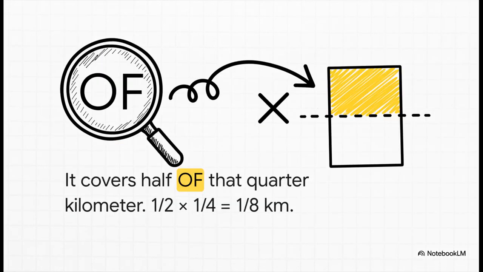Listen for the most important word in this sentence. He covers half of that 1/4 kilometer. That word of is basically a secret code in math for multiply. Whenever you're asked to find a fraction of another fraction, you multiply. So half of 1/4 gives us 1/8. The tortoise travels 1/8 of a kilometer.